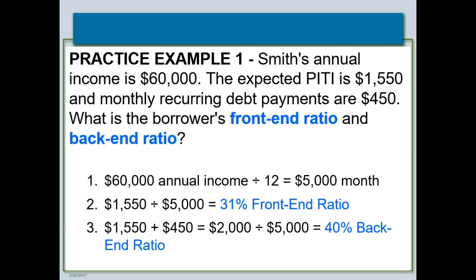Then you're going to take the house note divided by the gross income. $1,550 divided by $5,000 equals 31%. For the back end, $1,550 plus $450, which comes out to $2,000, divided by the income, $5,000. Just press equal, 40%. Write this down so that you can know how to follow it when you go back home. The top and the bottom, the front end and the back end, the HER and the TOR. Calculating ratios.